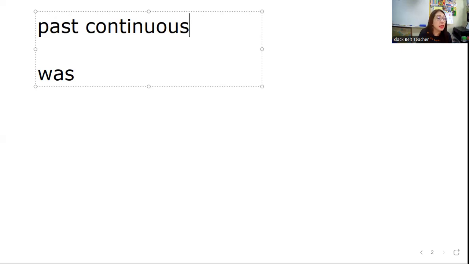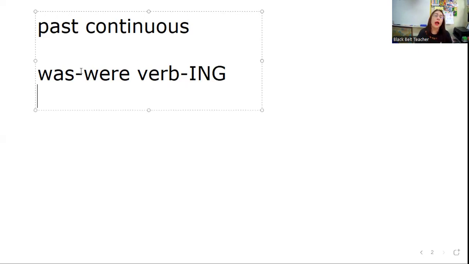And for past continuous tense, we need the verb to be again, but now was or were, right? And again, any verb with -ing ending. Something important about past continuous, a parenthesis about past continuous. In our language, we use past continuous all the time. And in English, we can't use it at all times.